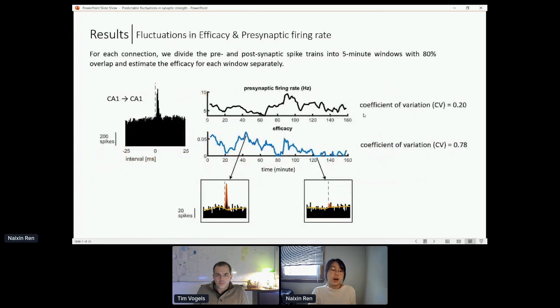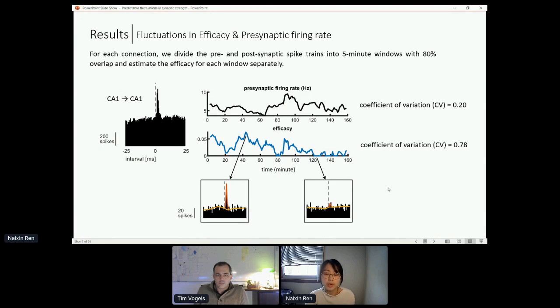Now, since the goal of the study is to study the fluctuations in efficacy and presynaptic firing rate, for each connection we divide the pre and postsynaptic spike trains into 5-minute windows with 80% overlap, and estimate the efficacy and also calculate the presynaptic firing rate for each window separately. Here is an example putative excitatory synapse within CA1, and here are the traces of the presynaptic firing rate and efficacy, showing their fluctuation on a minute time scale. Here are also two example windows, one with high efficacy and the other with low efficacy.